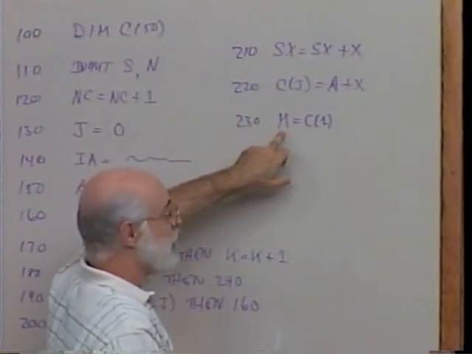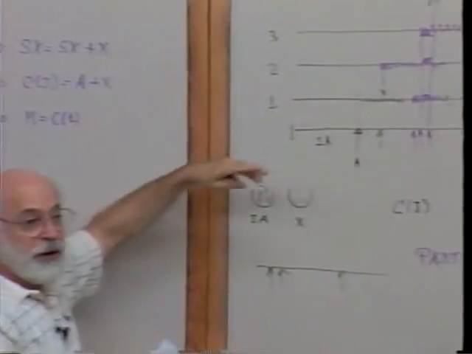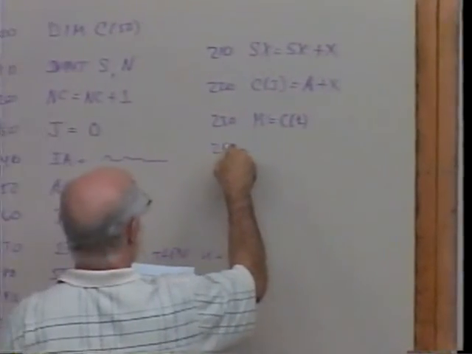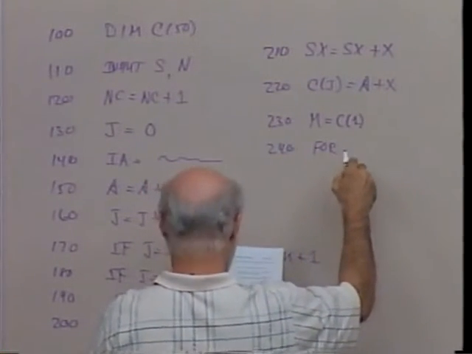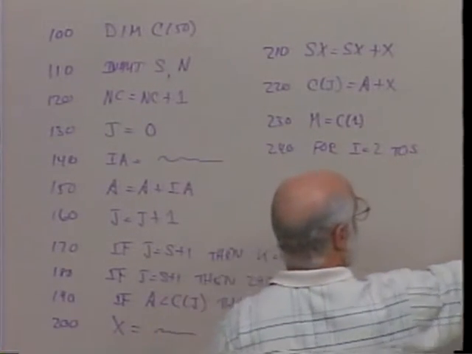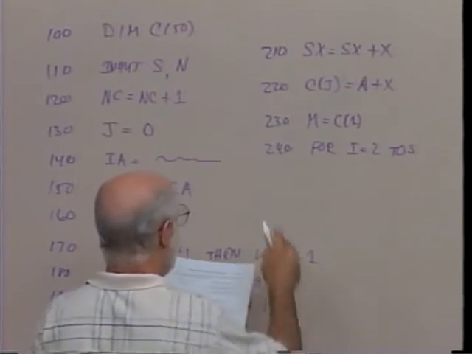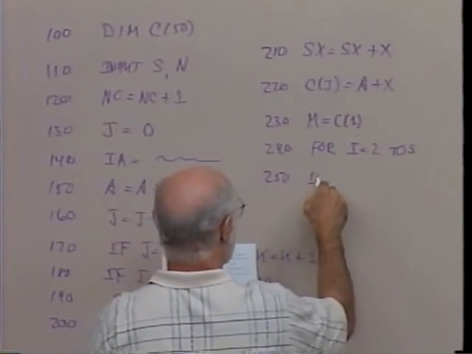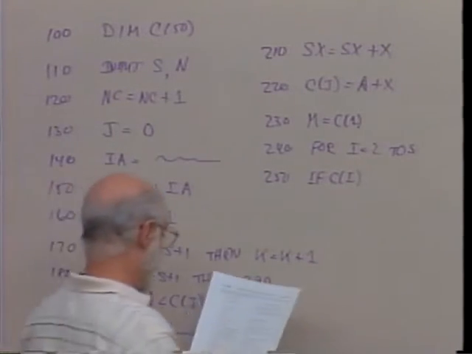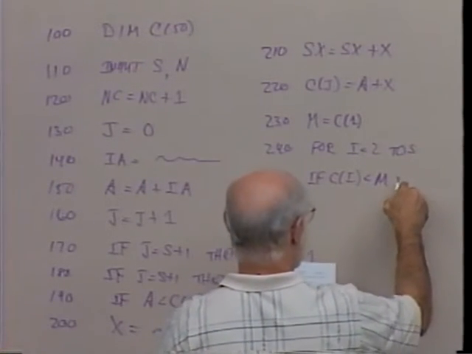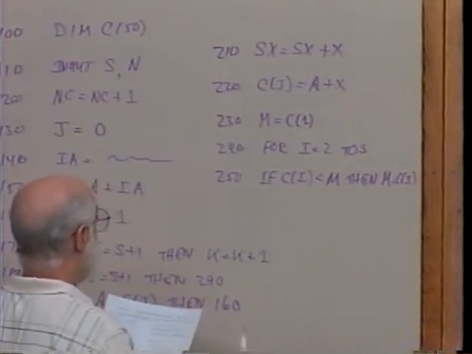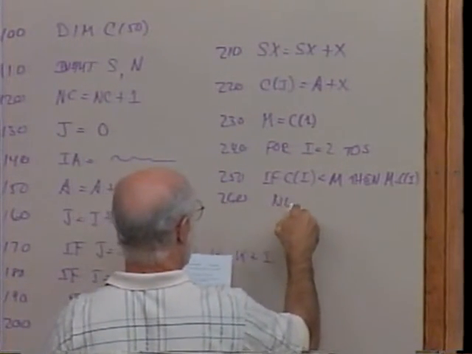It's going to set this minimum to be C1, then it's going to compare it with the others, and go through this list and pick out the smallest one. So that's fairly straightforward. Okay, statement number 240 says for I, an index running from 2 to S. So it's going to run from here on up to the top. And as it goes up, it says if the element for trunk number I, the time at which trunk number I is going to become available, is less than M, then set M equal to C of I. That's the minimum so far. And 260 says, just go through this whole list, next I.